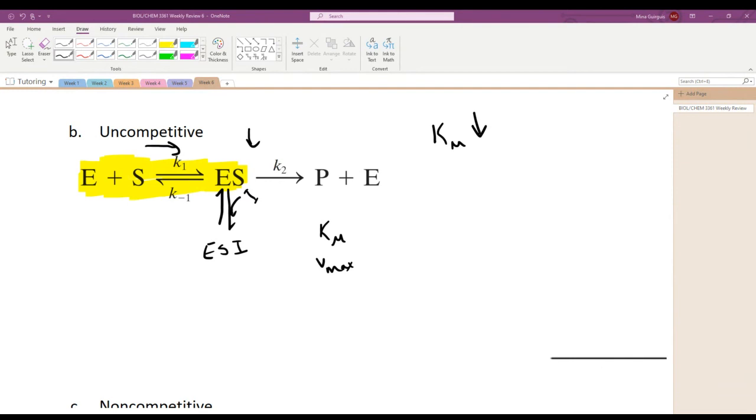Whereas before with competitive, adding more substrate is able to overcome the inhibitor. Now if you add more substrate, all you're going to do is form more ES, and then that's going to shift that equilibrium to make more ESI, right? So what we see here with Vmax, and I want to give you guys a chance to answer it, so I'm going to pause in just a moment, is Vmax is going to change. How does it change? Any ideas?